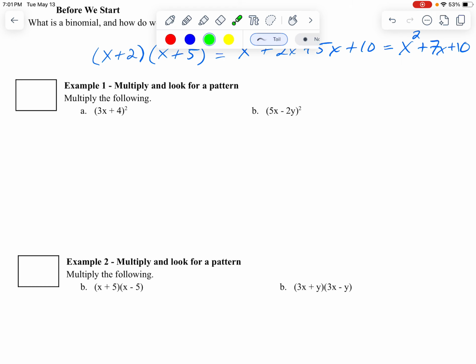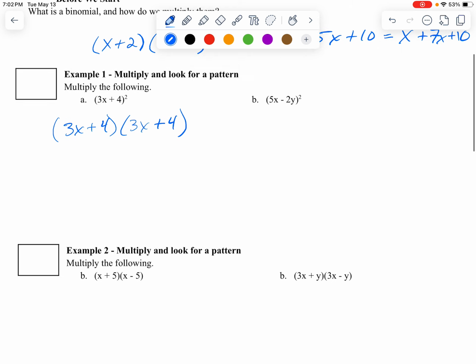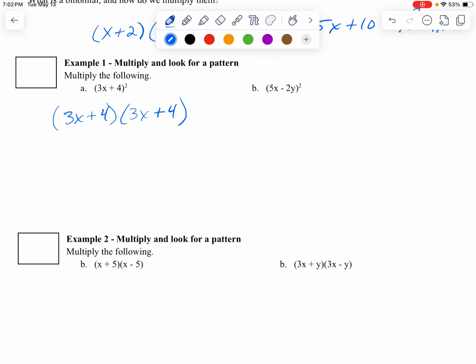So there is a little bit of new notation as well. If we have 3x plus 4 squared, remember that squared means I'm taking everything that's being squared times itself. So what this means is 3x plus 4 times 3x plus 4. So that's the notation bit. The multiplication part works exactly the same way. So I'm going to go through this fairly quickly. 3x times 3x is going to be 9x squared.